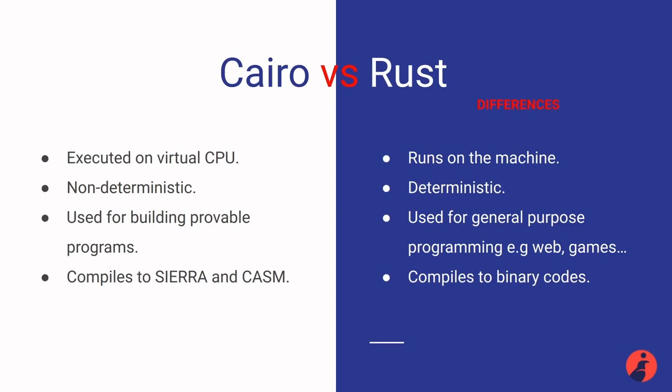Cairo compiles to Sierra and Casm, while Rust compiles to binary code. Some other languages, like Python, compile to bytecode that is run on a Python VM, but Rust compiles straight to machine code that is run on your machine. I think it's one of the reasons why Rust is very fast and efficient.